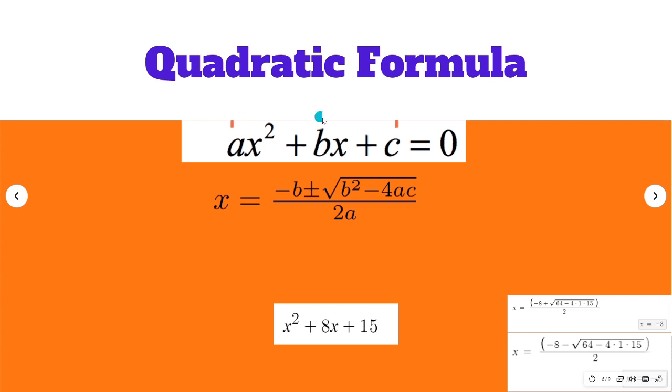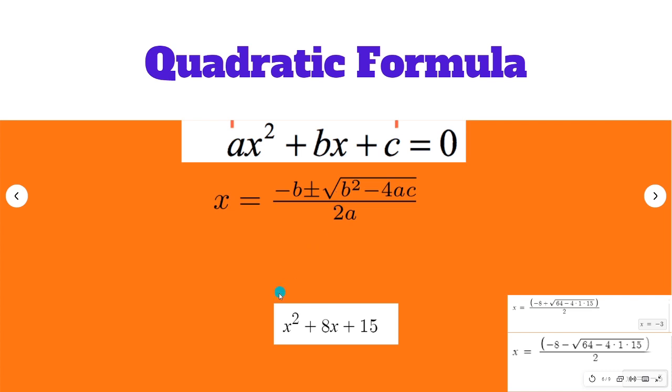So if we have the equation ax squared plus bx plus c equals 0, x will be equal to -b plus or minus the square root of b squared minus 4ac, and that whole thing all over 2a. And just one thing to note, when we say plus or minus, that basically means there'll be two solutions, one in which we do negative b plus the square root, and then another solution in which we do negative b minus the square root.